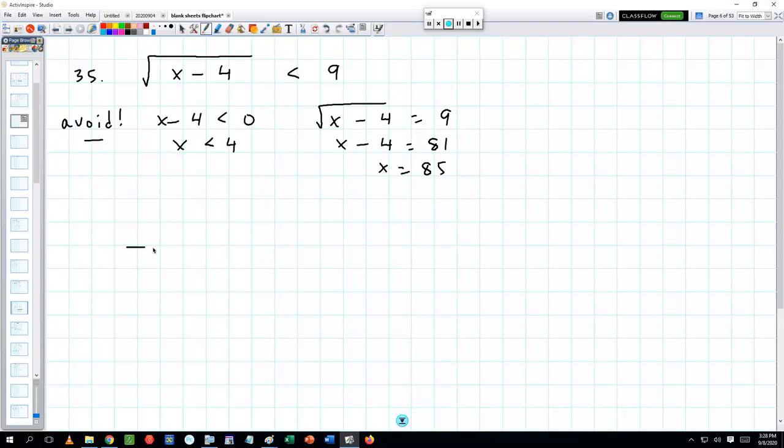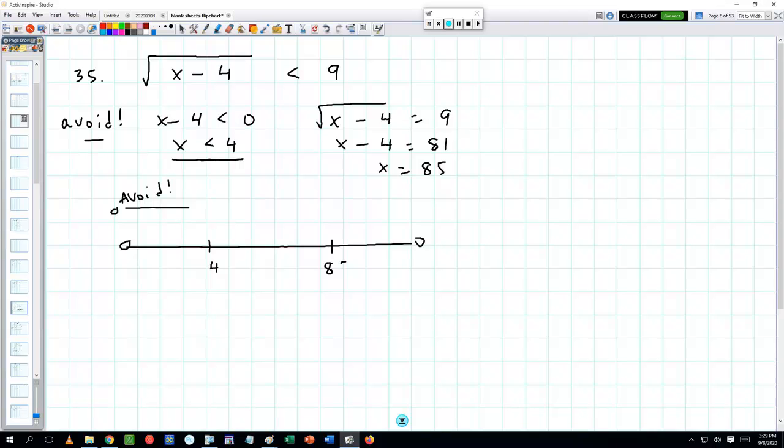So we're going to take our number line. We're going to locate our critical points of 4. Anything to the left of 4 is going to be avoided. You'll see what happens when I check that with my calculator table. And we have the critical point 85. Not only am I going to check regions, but I'm also going to check the critical points.